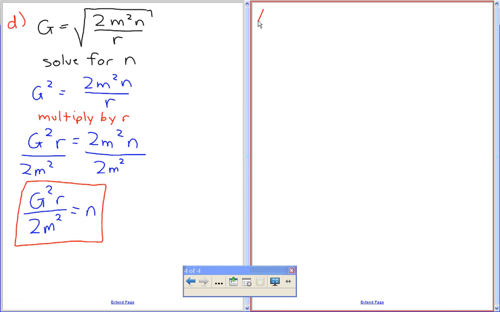Algebra word problems. Actually, maybe before I do algebra word problems, I'm going to talk about one question from the test that bothered me. I shouldn't say bothered me. I didn't teach it well enough, I guess. I'm going to say that 90% of the class did not know what this means.